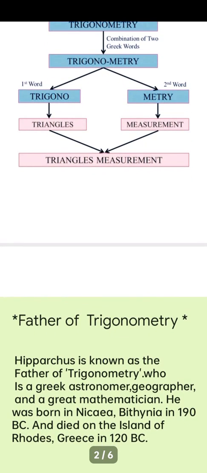He was born in Nicaea, I think I am pronouncing it right, in Britannia in 190 BC, and died on the island of Rhodes, which is situated in Greece, in 120 BC. So he was born in Nicaea in 190 BC and died in Rhodes, an island in Greece, in 120 BC.